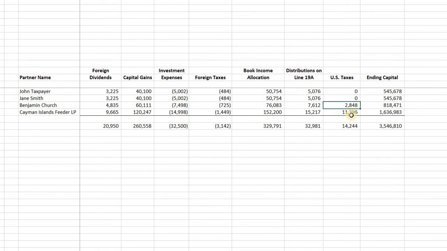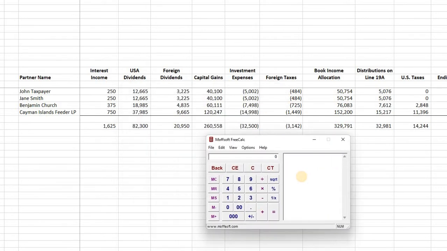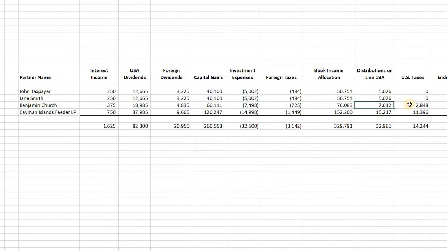So Ben claims that reduced treaty rate. So if we look at the U.S. dividends allocated to Ben, $18,985. If I get out the calculator here and do a little math, 985 times 15%, he's claiming the 15% withholding rate. So we're going to withhold U.S. taxes and pay that to the IRS of $28.47. Right, or round up, so $28.48.